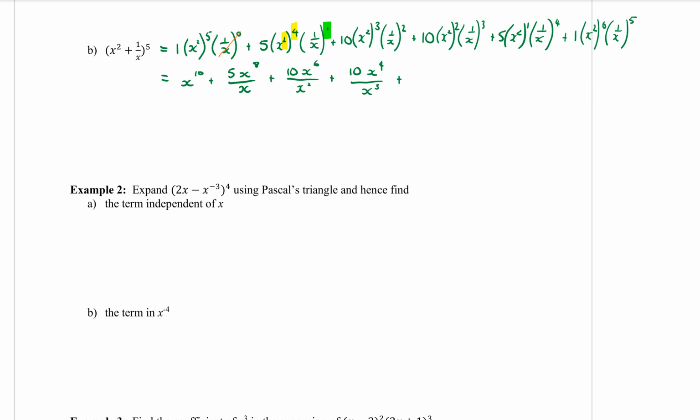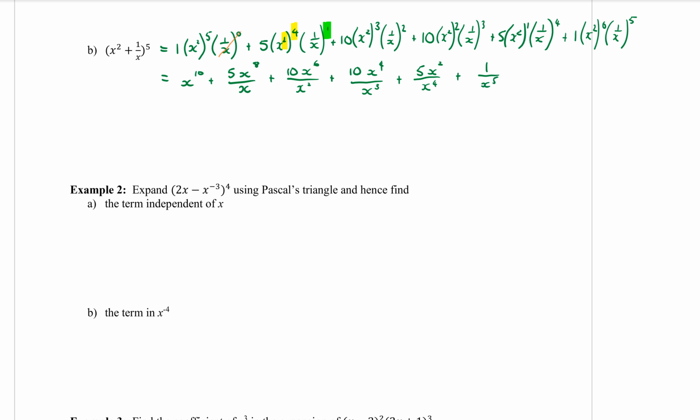Next one, 5 is at the front. X squared will be the power from the first bracket, and x to the power of 4 for the second bracket. And finally, a 1. The x squared to the power of 0 means there'll be no x's on the top, but the x to the power of 5 will go on the bottom.